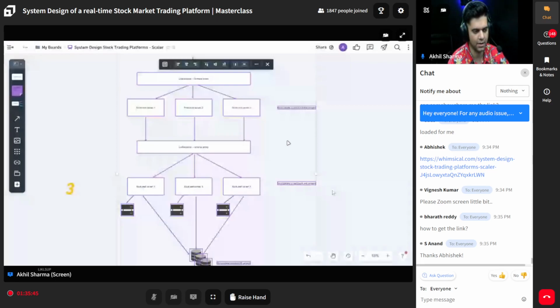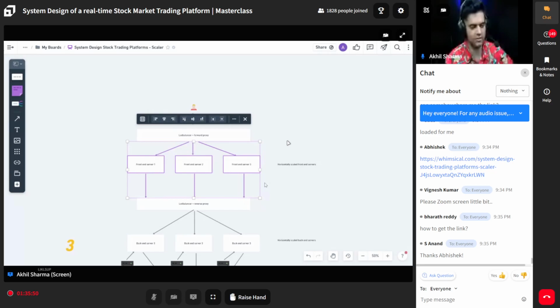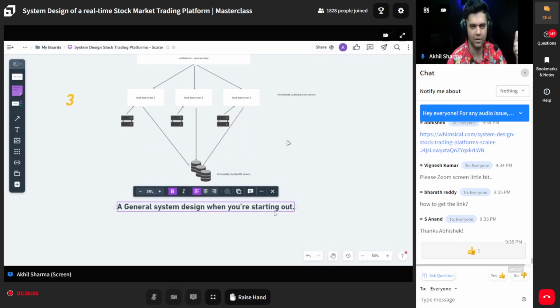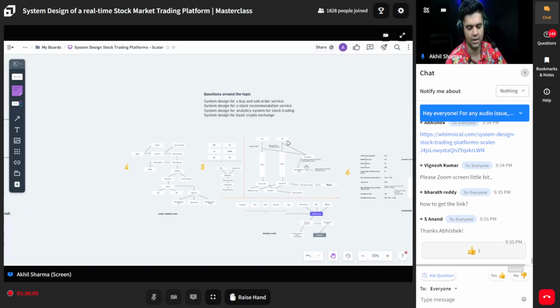That's completely okay, because you're showing your knowledge that you'll use multiple front-end servers, multiple back-end servers, a cache for every server, load balancers on the front-end and back-end side, forward and reverse proxies, and horizontally sharded databases. Perfect, that shows you have basic system design knowledge, but that's not enough to impress an interviewer.